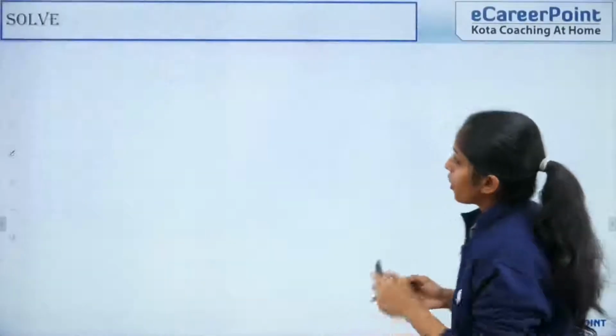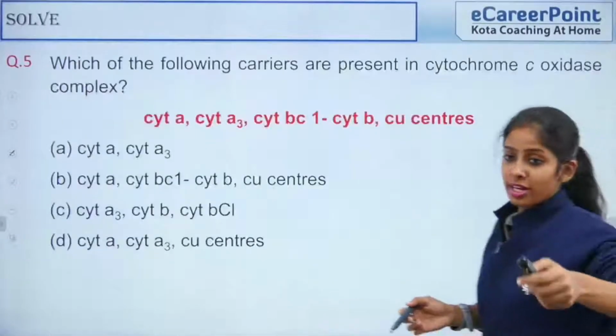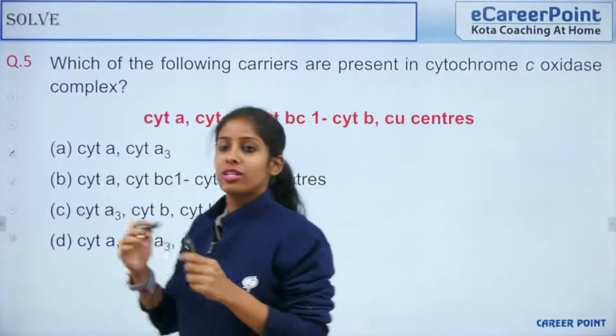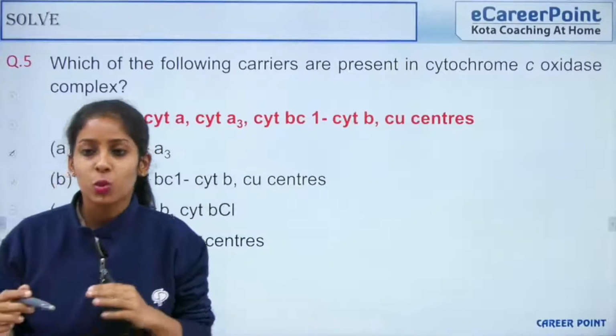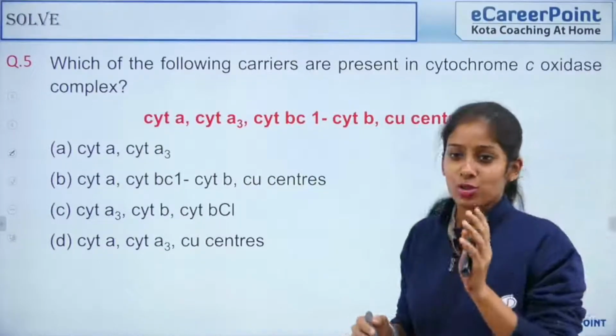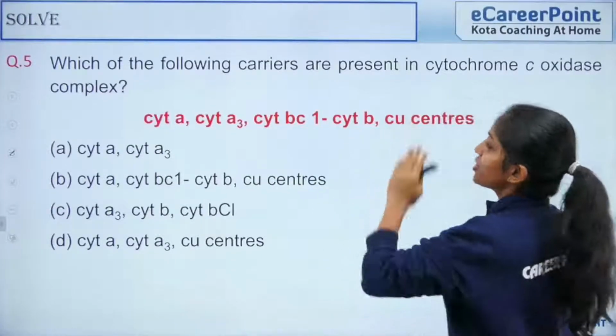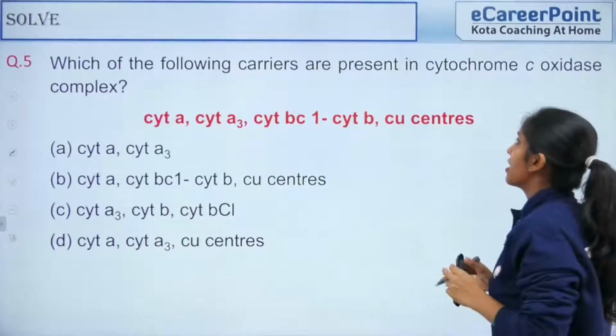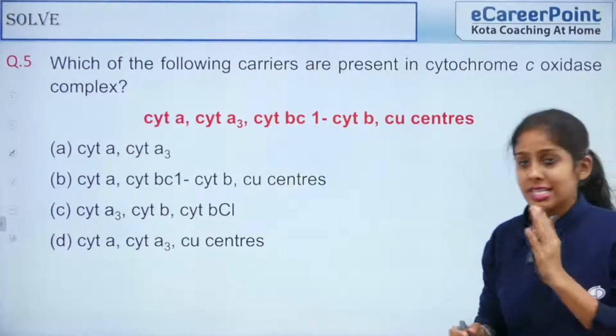So here we move forward, question 5. Soon we are done with 5 questions. Look at the time. The rate at which we solve questions is much quicker when you solve along with me. Okay, so we have the answer 4. Okay, so 4 was B. Right. So question 5: which of the following carriers are present in cytochrome C oxidase complex?